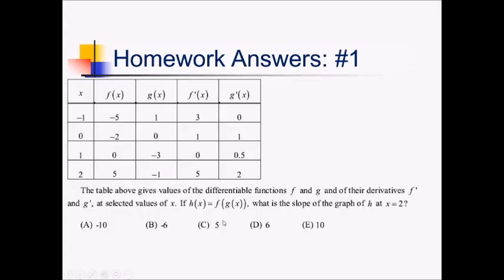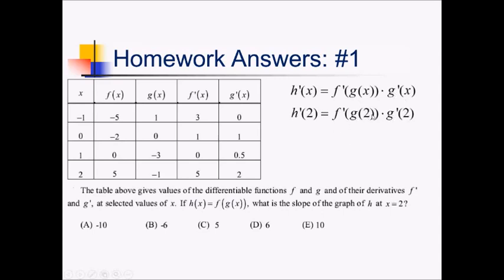For this problem, we've got a table of values for f, g, and their derivatives, and we're told that h of x is f of g of x. We want the slope of the graph of h at x equals 2, so basically h prime of 2. To get that, we need to first figure out the derivative of h, so that's going to require the chain rule. That's going to be f prime of g of x times the derivative of the inner function, so times g prime of x. And now plugging 2 into all of that, what do we end up with?